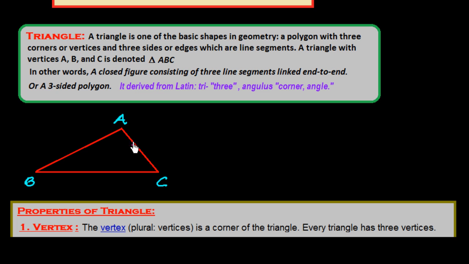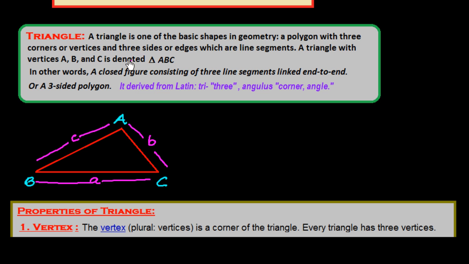Side BC, which is opposite to angle A or the vertex A, is denoted by small a, the length of side BC. The length of side AC, which is opposite to the vertex B, is denoted by small b, and the length of side AB, which is opposite to the vertex C, is denoted by small c. So this is the terminology we have to use in triangle.